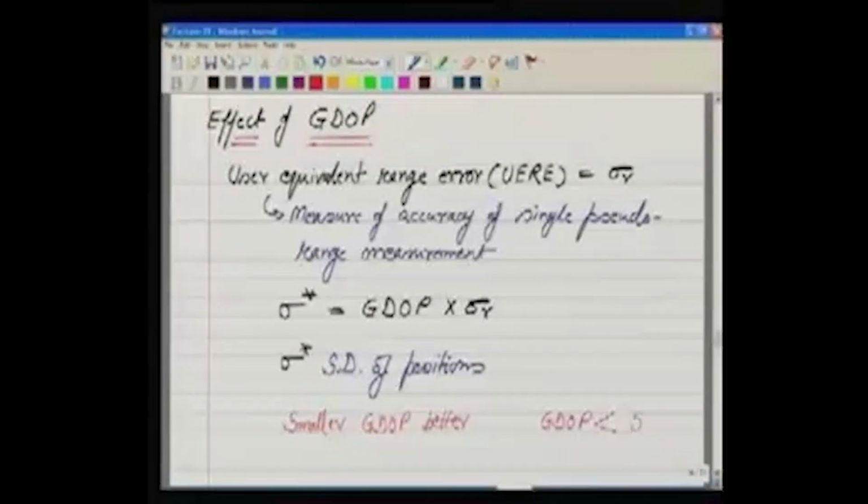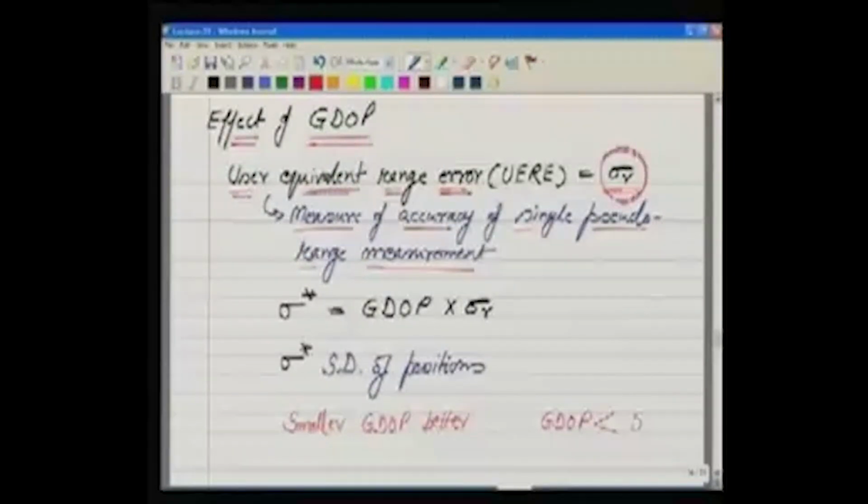If the user equivalent range error is sigma r, what is this user equivalent range error? It is basically the measure of accuracy of a single pseudo range measurement. A single pseudo range is being measured. We know the pseudo range. What is the meaning of pseudo range, and why do we say pseudo? Because we are not measuring the actual one. It's a pseudo range, from the receiver to the satellite. So whatever is the error in the observation of this pseudo range, we write as sigma r.